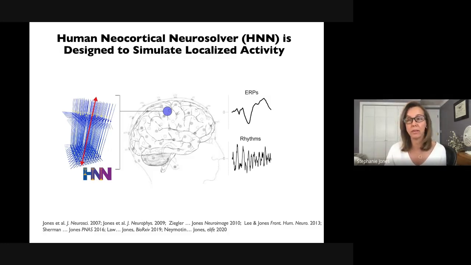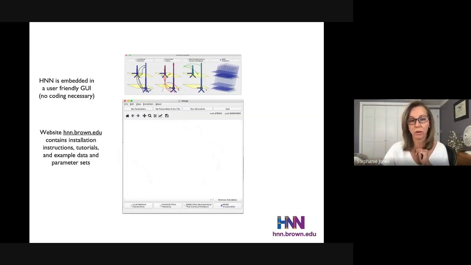Now, as you can imagine, this is a really complicated, large-scale network model. There are thousands of differential equations, even more parameters. And so what we've been working on with HNN is to try to develop a tool that the community can use and take all that complication out of the hands of the user. So we're embedding this model in a graphical user interface. We created a website, hnn.brown.edu, that has installation instructions. We give tutorials on how to use this graphical user interface to start to study ERPs, alpha rhythms, beta rhythms, and gamma rhythms. We give data from our own experiments and the parameter sets that correspond to those experiments.